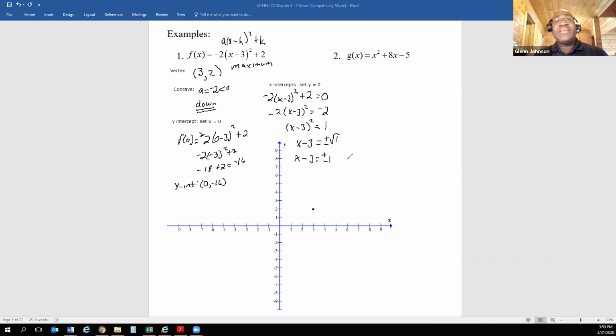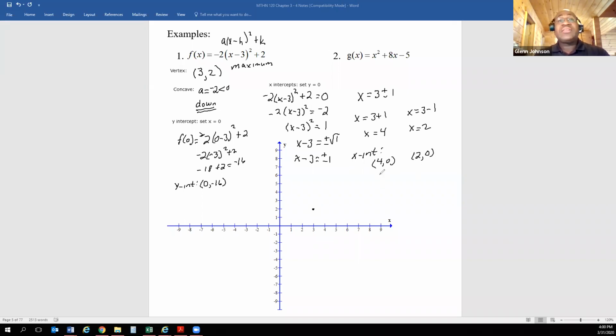And so then finally adding 3 to both sides, we'll have x equals 3 plus or minus 1. So that's two values, x equals 3 plus 1, or x equals 3 minus 1. So 3 plus 1 is equal to 4. 3 minus 1 is equal to 2. So therefore, we have two x-intercepts. The x-intercepts here would be the points 4, 0, and 2, 0.